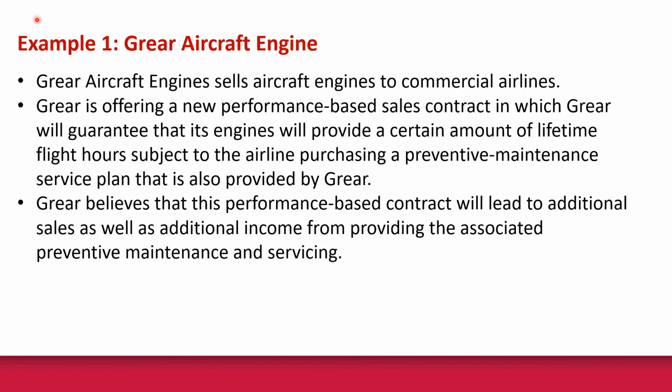So in the first example, let's take a look at a fictitious company called Greer Aircraft Engine, which sells aircraft engines to commercial airlines. Greer is offering a new performance-based sales contract in which Greer will guarantee that its engines will provide a certain amount of lifetime flight hours, subject to the airline purchasing a preventive maintenance service plan that is also provided by Greer, of course. Greer believes that this performance-based contract will lead to additional sales as well as additional income from providing the associated preventive maintenance and servicing.